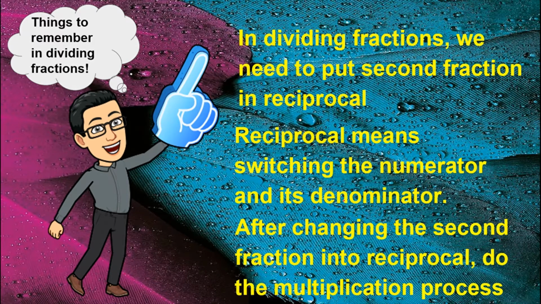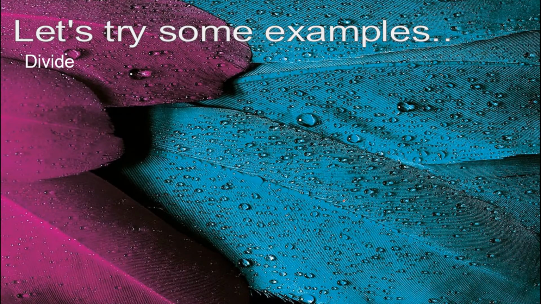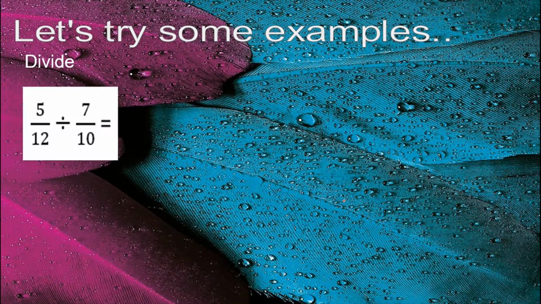Okay, so let's try some examples. Divide 5 over 12 by 7 over 10. Okay, so again, from our reminders there, we need to change the second fraction here into reciprocal.